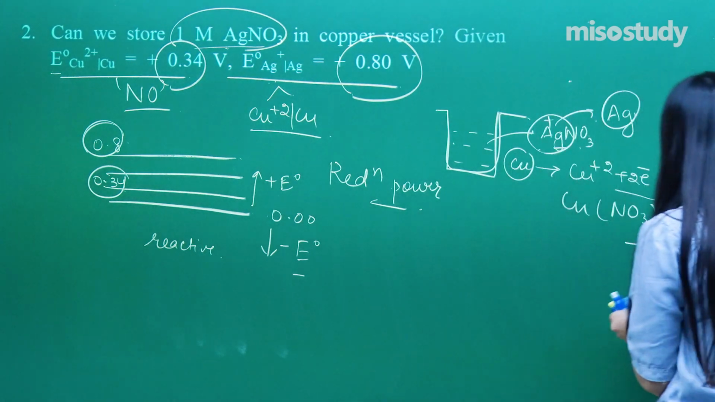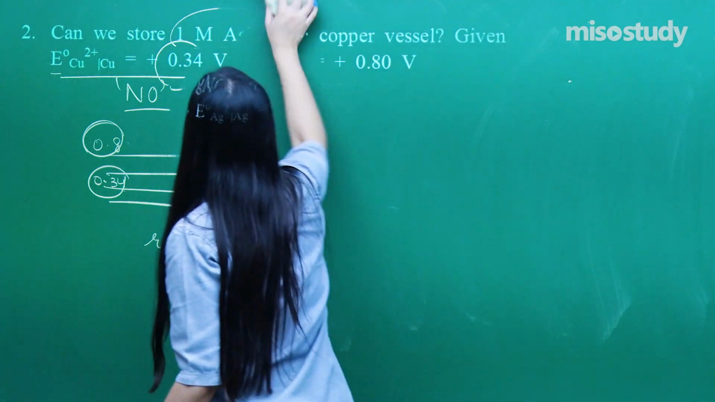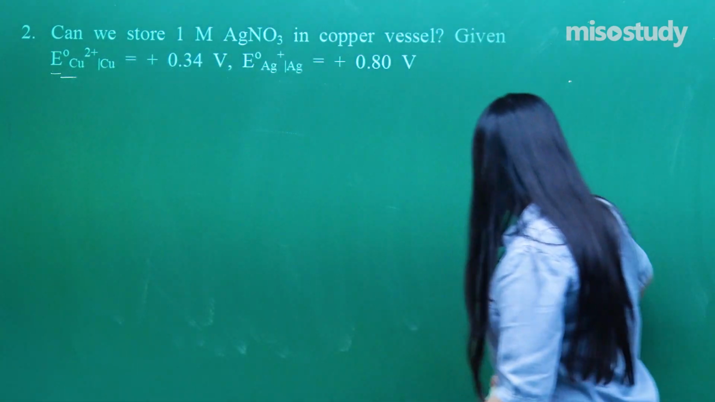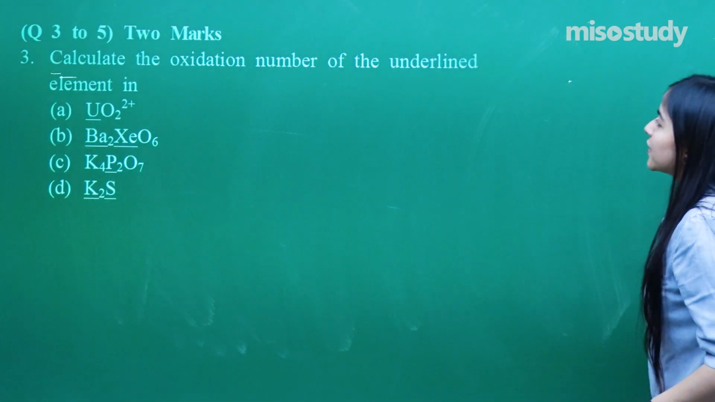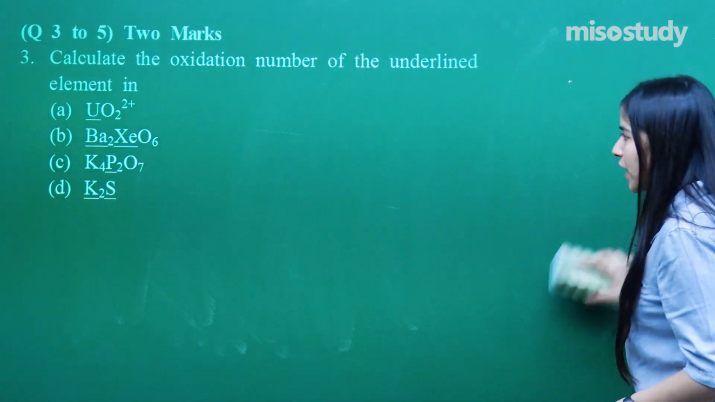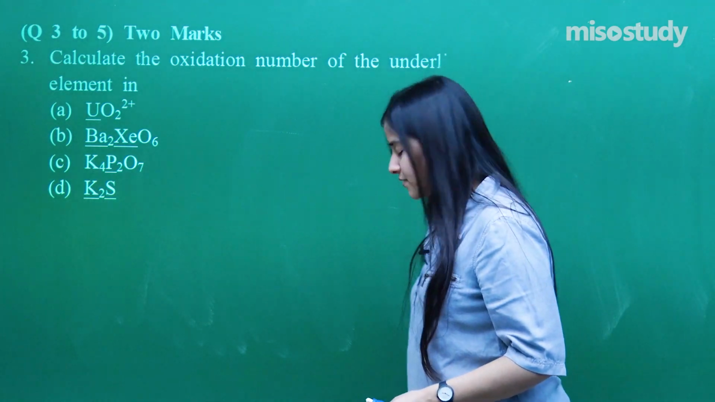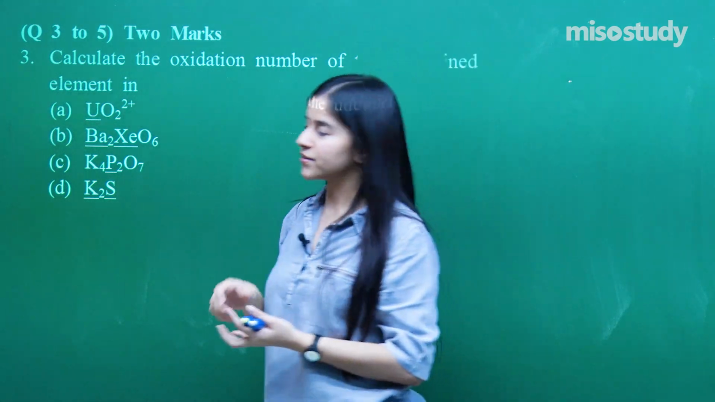Let's move on. The next question, question number 3. Calculate the oxidation number of the underlined element. You know how to do that, you know the drill. We'll pick up just a few and you are going to do the rest.